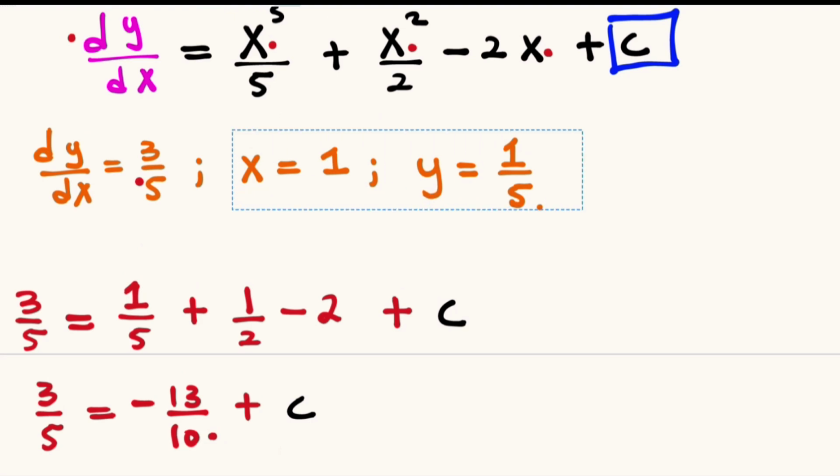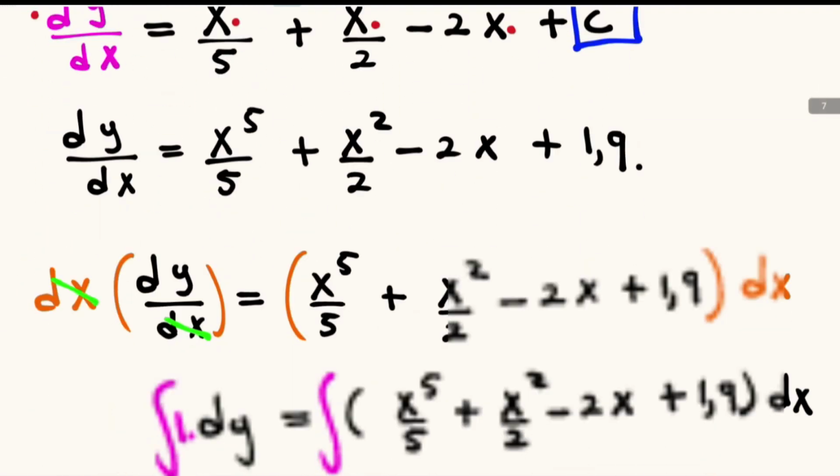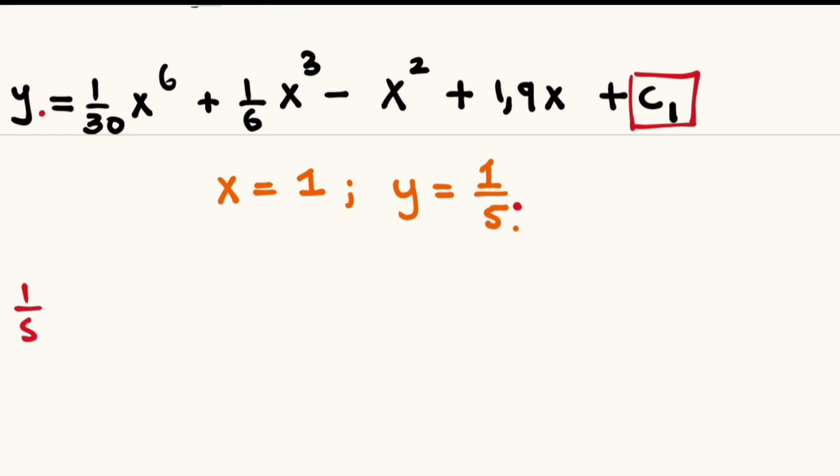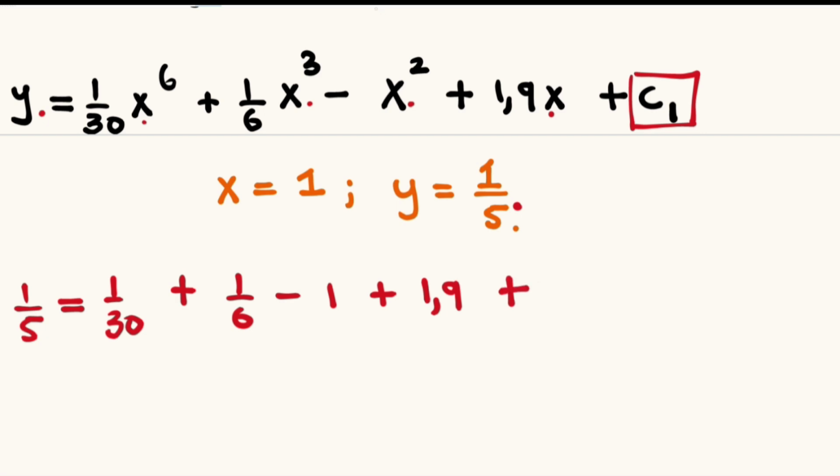This time around we are just going to use x equal to 1 and y equal to 1 divided by 5. In the place of that y, we substitute 1 divided by 5. So 1 divided by 5 will be equal to 1 divided by 30. And in the place of the x, we substitute 1. So 1 multiplied by any number will just be equal to that number. So we have 1 over 30 plus 1 divided by 6 minus 1 squared, which is 1, plus 1.9 plus c1.